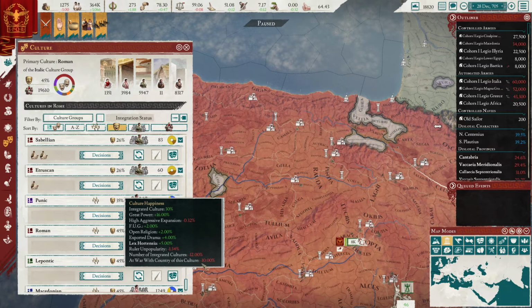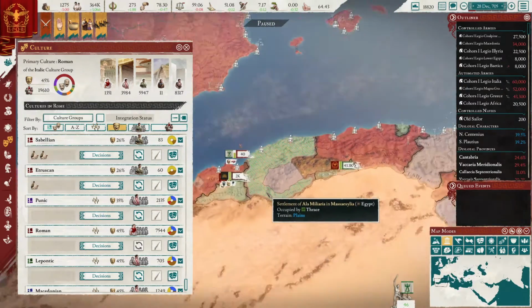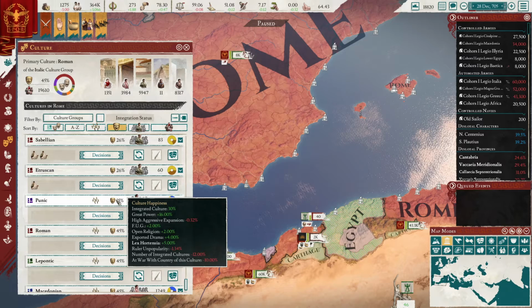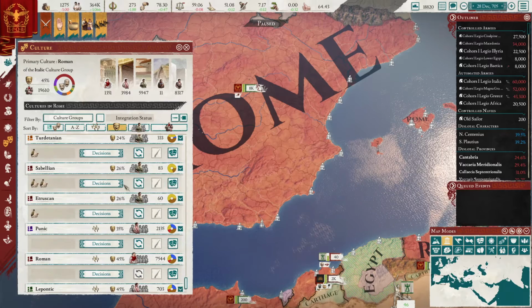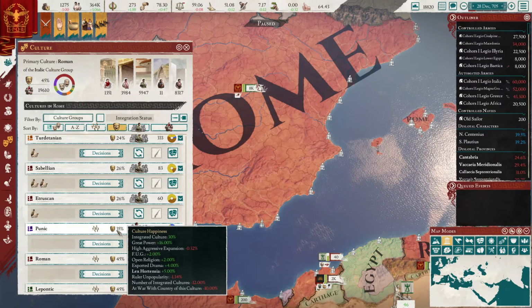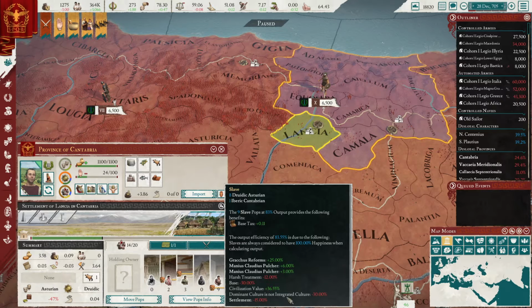And then at war with the country of this culture, this is because I'm at war with Carthage. Carthage is primarily a Punic nation. Since I'm at war with Carthage, all the Punics in my nation will be less happy. And there will be other maladies in these, for example. If I recently conquer them, then they'll have a malady to their happiness as well. Low happiness will then bring down loyalty. And then there's other base things as well, like just by not being integrated, that takes a chunk off.